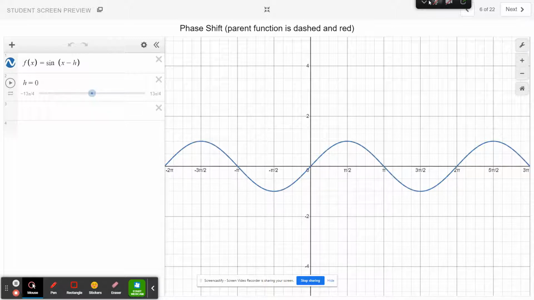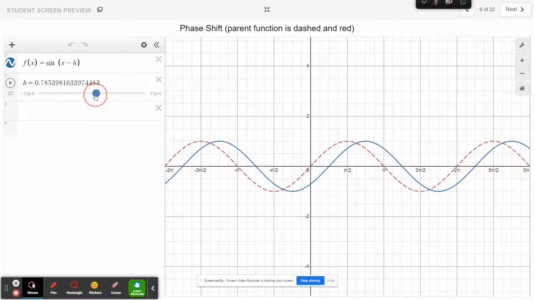All right, so now we have the phase shift, the H, the horizontal shift. Again, the numbering's all the same, and we're going to have the parent function in dash red. So let's go ahead and get started. Let's make H a positive number.